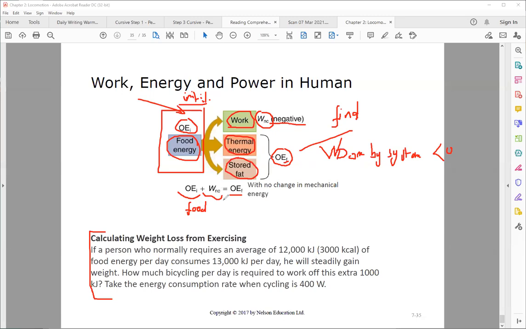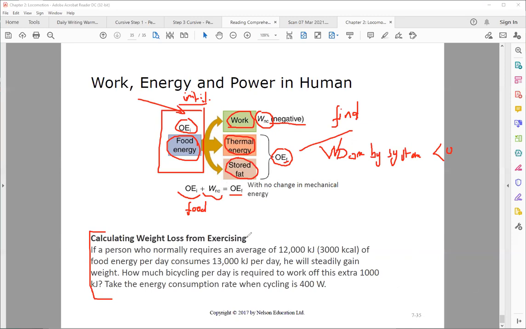So here the example says, if a person who normally requires an average of 12,000 kilojoules, that corresponds to 3,000 kilocalories of food energy per day, consumes 13,000 kilojoules per day, he will steadily gain weight, okay? Now, how much bicycling per day is required to work off this extra 1,000 kilojoule? Now take the energy consumption rate when cycling is 400 watts, okay?